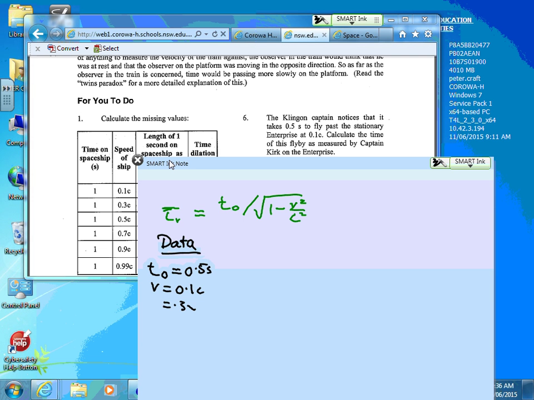And you're asked to find out how long it looks like for Captain Kirk on the Enterprise as they go past. It must be a very big spaceship, the Enterprise, for it to take 0.5 of a second at that speed to go past him. But anyway, what we do is put our formula up, hoping we've got it the right way around. We'll see in a minute if we have.